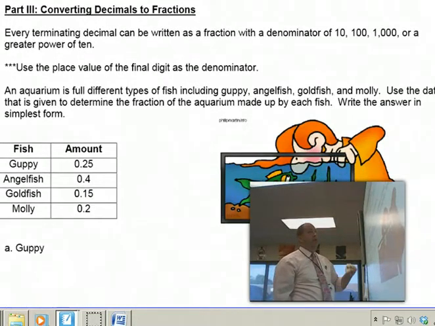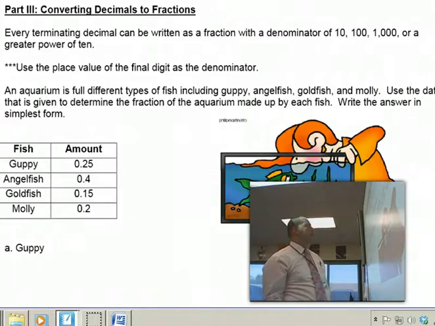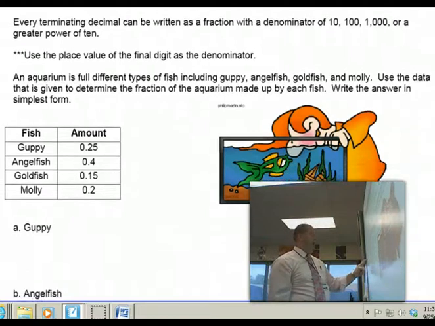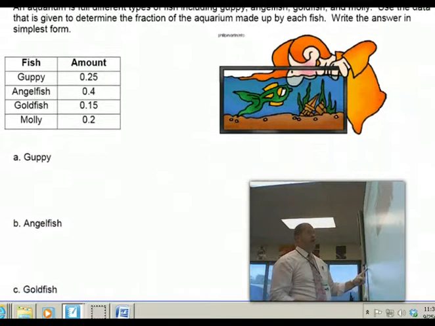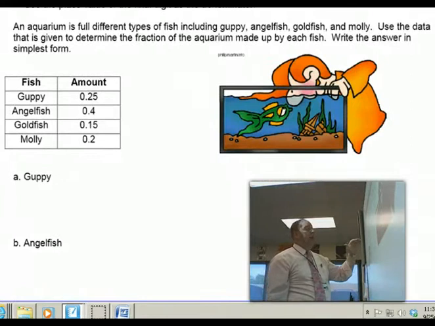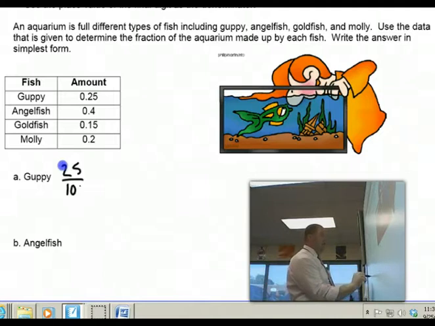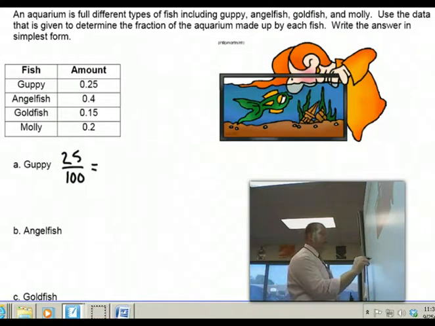We can also convert decimals into fractions. So every terminating decimal can be written as a fraction of the denominator of 10, 100, 1,000, or a power of 10, which I'll show you how to decide what you use. So you're going to use the place value of the last digit as the denominator. So in this case, we have a guppy is 0.25. That 5 is in the hundredths place, so that means it's 25 over 100. So however you say it is how you write it. So this would be 25 over 100. And then we're going to reduce that. So 25 over 100 reduces to 1/4.